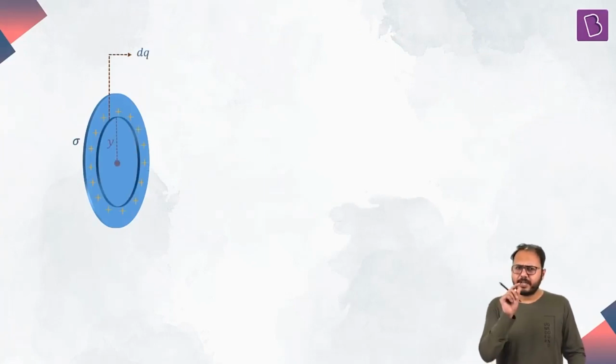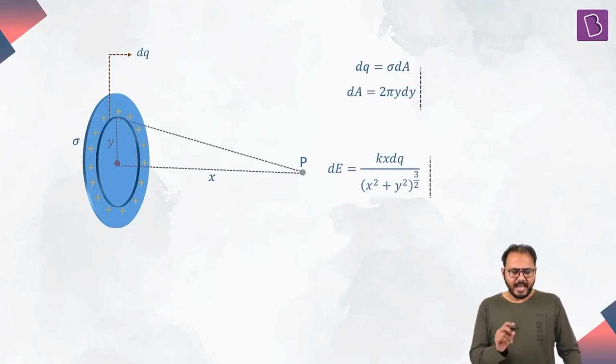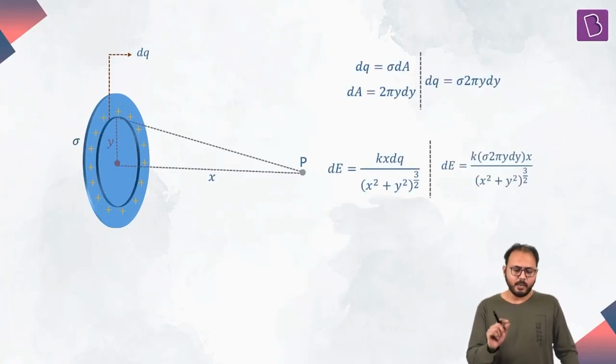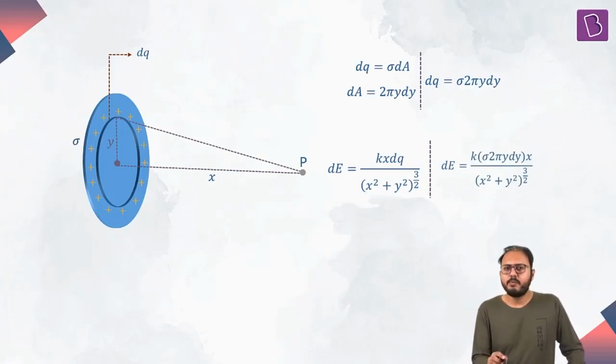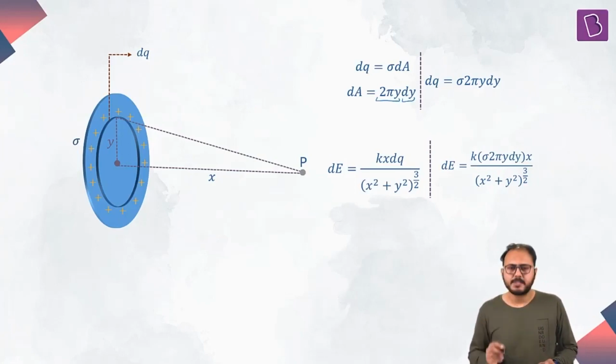All right, what do we do, guys? Imagine a very small ring of radius y and thickness dy and charge dq. Now, this dq will be equal to what? Surface charge density times the area of the very thin ring which you have taken. What is the area of the thin ring? 2 pi y dy. How did I get that? This is nothing but, guys, circumference into thickness.